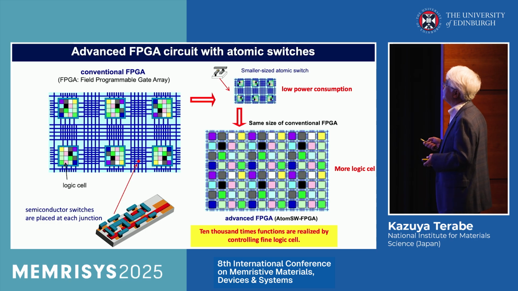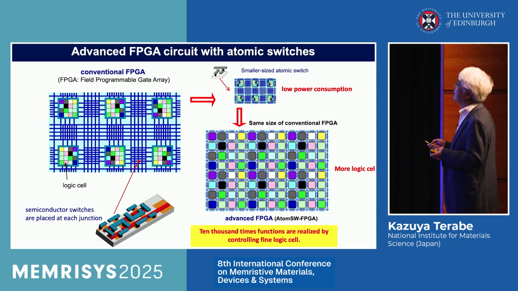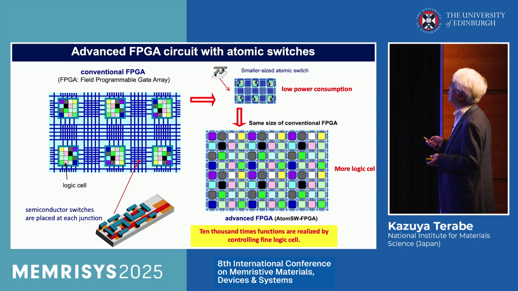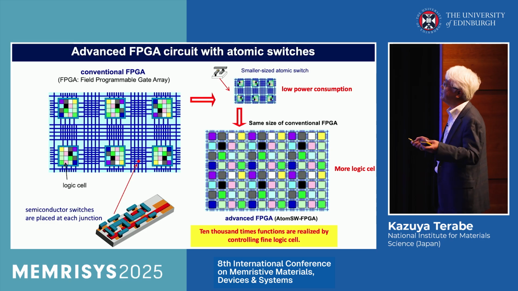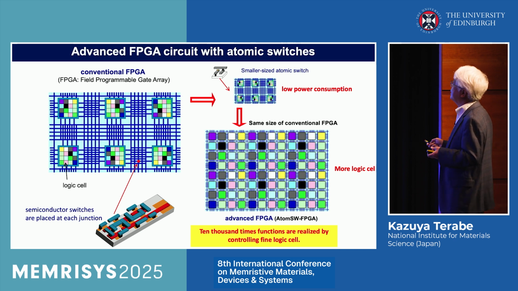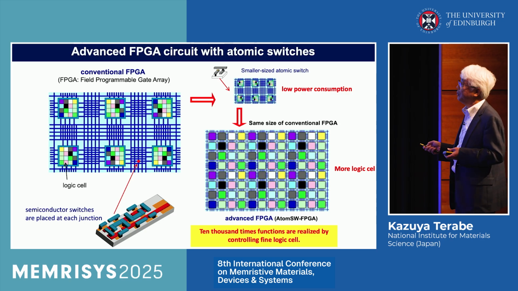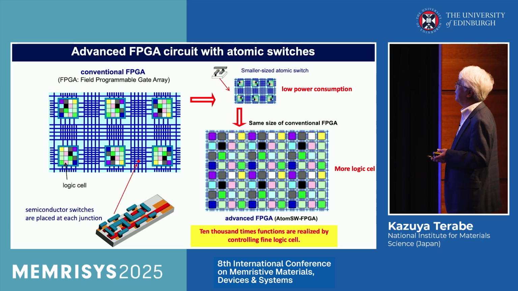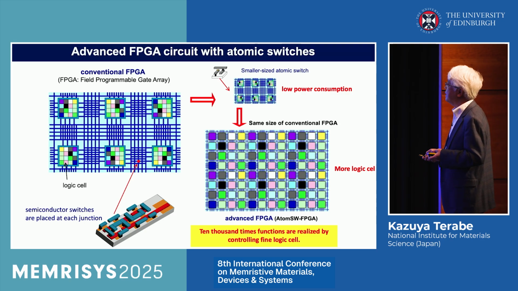And so NEC can reduce the chip size, and it has very low power consumption because the lead wire distance is very small. And if the size is the same as a conventional FPGA, more logic cells can be introduced like this, so that about 10,000 times the function is realized by controlling the fine logic cells.